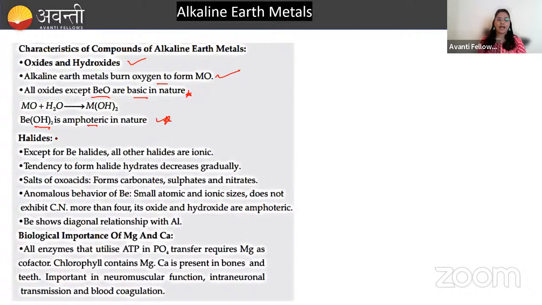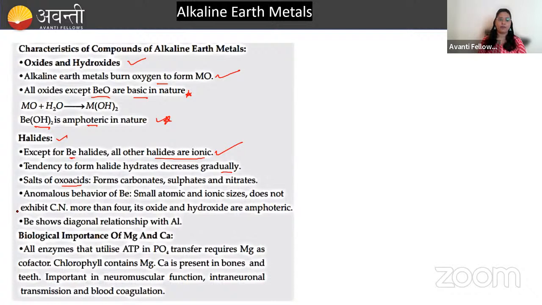Halides: except beryllium halides, all other halides are ionic. Like lithium, beryllium, which is the first element of the alkaline earth metals, shows anomalous behavior. The tendency to form halide hydrides decreases gradually. The salts of oxoacids form carbonates, sulfates, and nitrates.